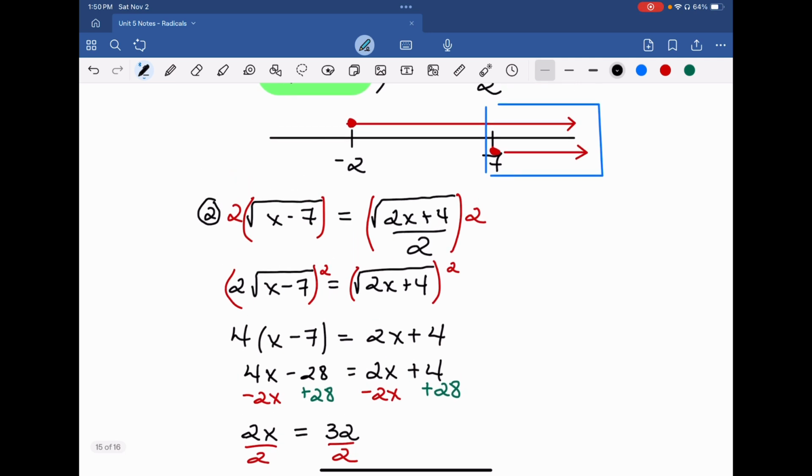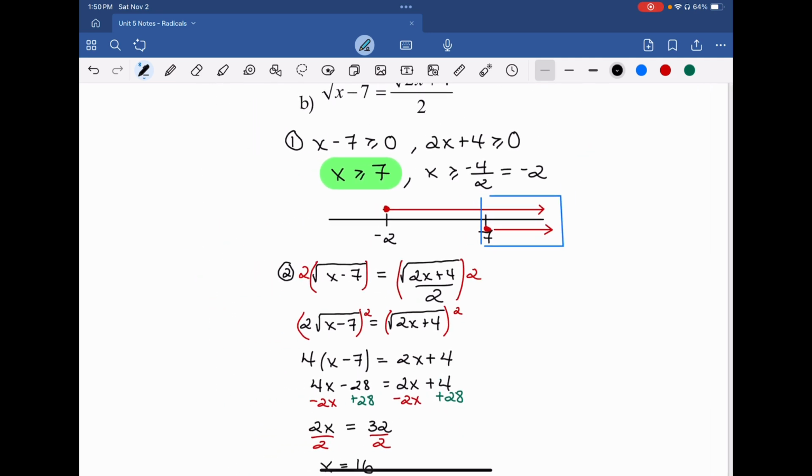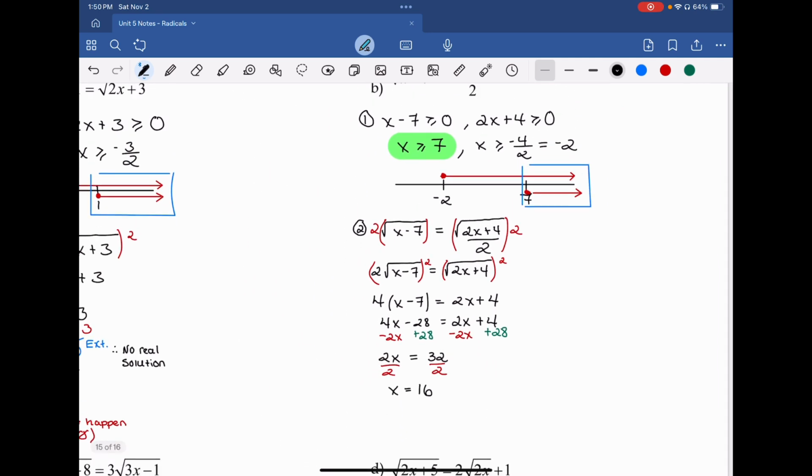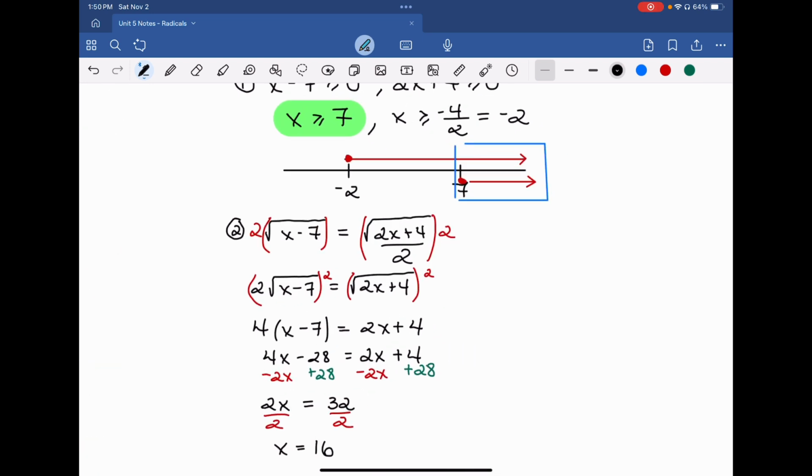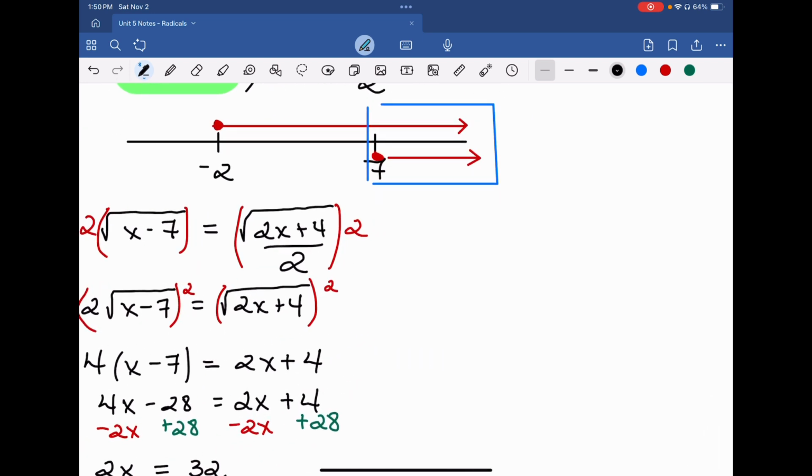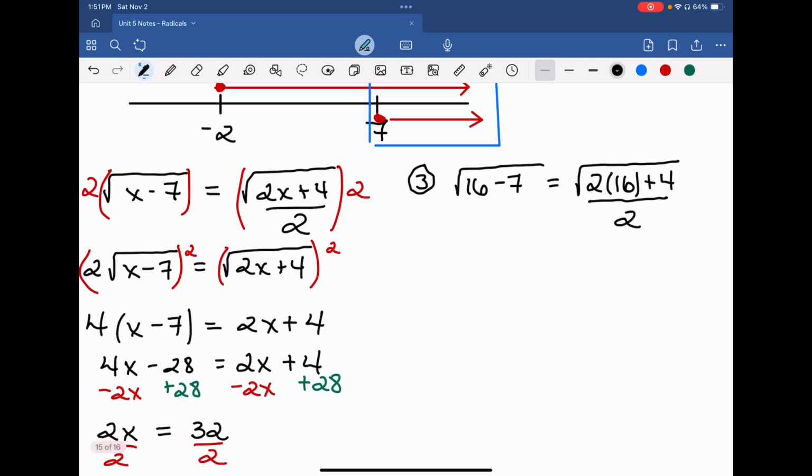To do step number 3, let's take a look at where our problem is and how much space we have. Maybe we go off on the right-hand side here. So I'm going to go step number 3. Let's verify and see if this works. We are going to go right back to the original. The very original statement was the square root of x, which in this case is 16 minus 7, is equal to the square root of 2 times the x value, which was 16, plus the 4, all divided by 2.